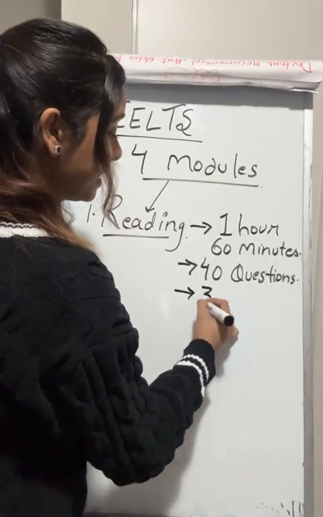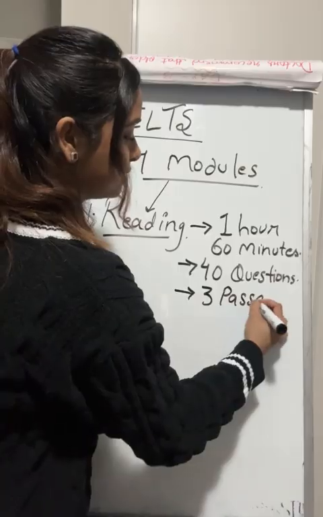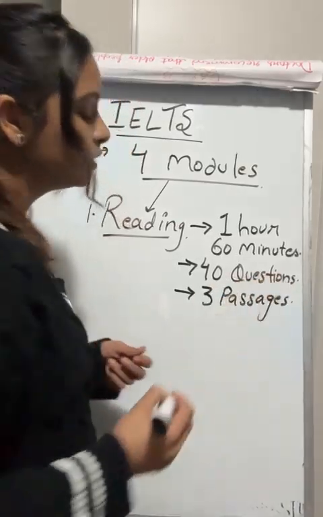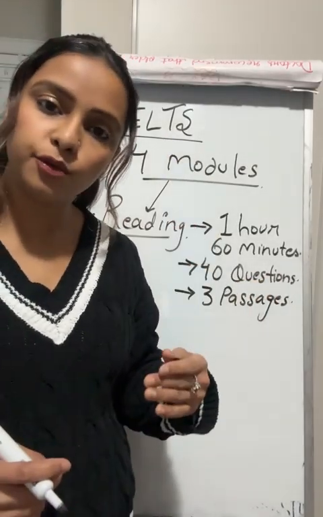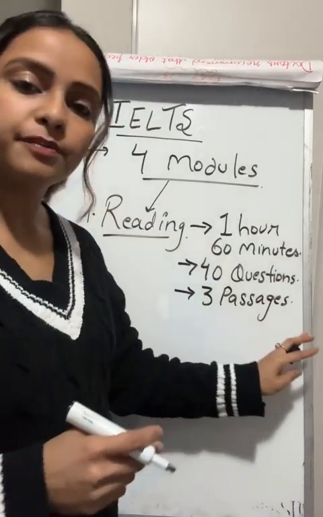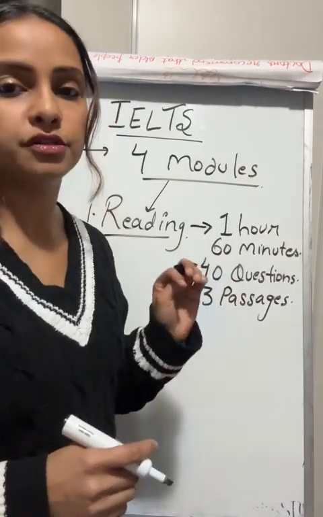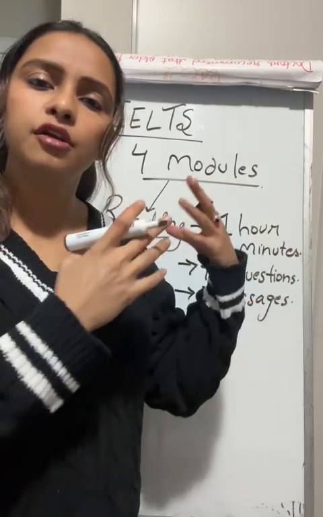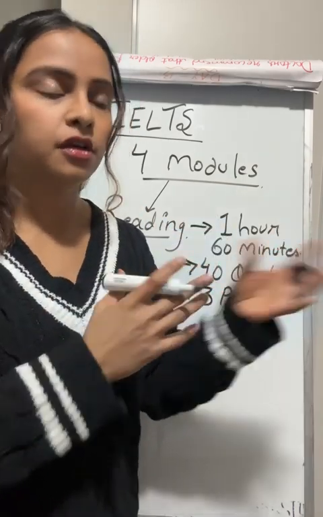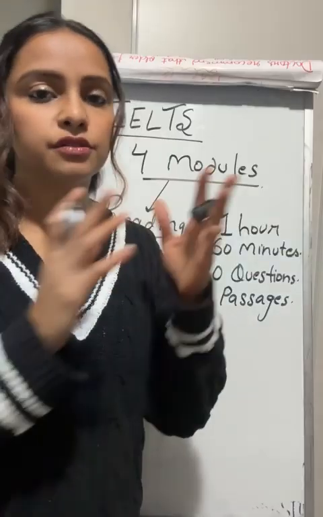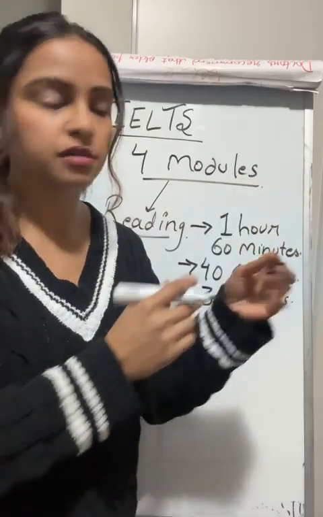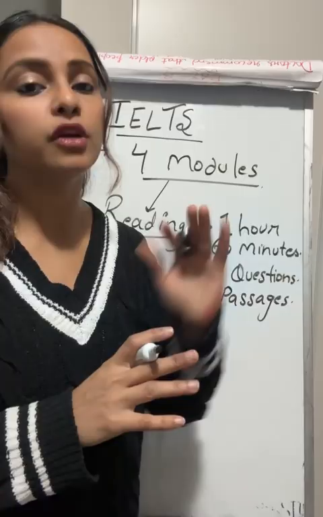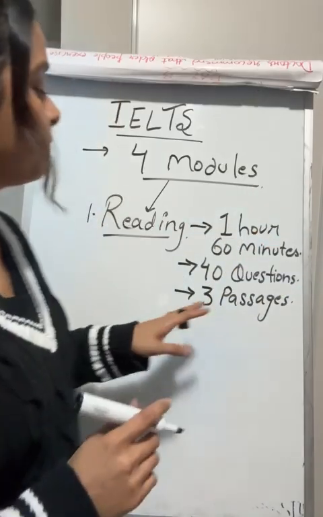Next is passages. Now the question arises, how many passages will there be? There will be 3 passages in total, and out of these 3 passages there will be a total of 40 questions. That means 13 questions in one passage, 13 in the second passage and 14 in the last passage. It can be 14 questions in the first passage, 13 in the second, 13 in the last. So the total will be 40, not more than 40, not less than 40.